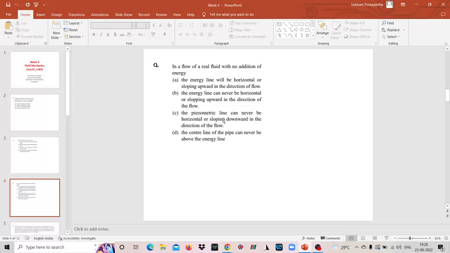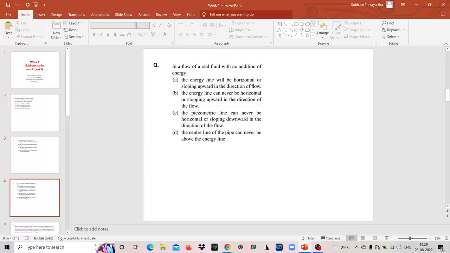See, the piezometric line can never be horizontal. You cannot say anything about the piezometric line, because the piezometric line is not the total energy. Had it been a porous media flow, the situation would be a little different, but for any generalized case, the piezometric line will not give you any definite idea. You cannot judge. The central line of the pipe can never be above the energy line. Again, this is the case. The central line of the pipe may lie below the energy line if the total energy is very less.